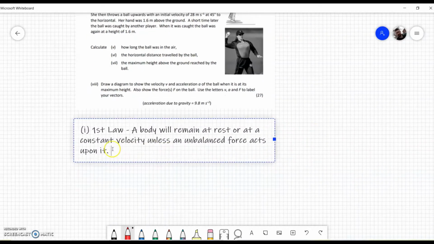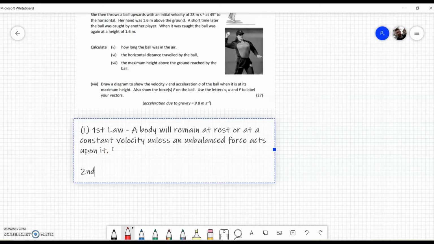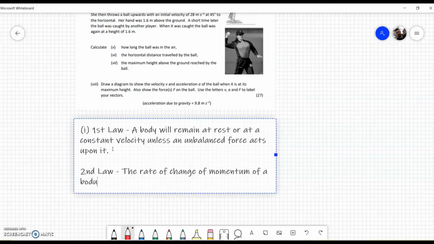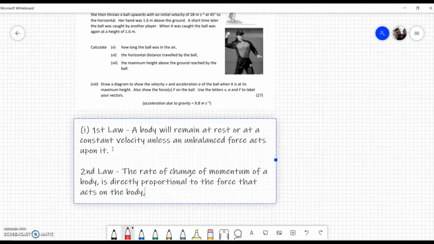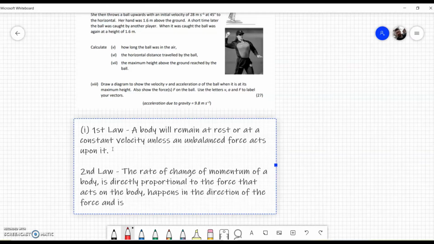Newton's second law, do not write down F is equal to ma, write down the actual definition for it. So Newton's second law tells us that the rate of change of momentum of a body is directly proportional to the force that acts on the body, happens in the direction of the force, and is inversely proportional to the mass of the body.